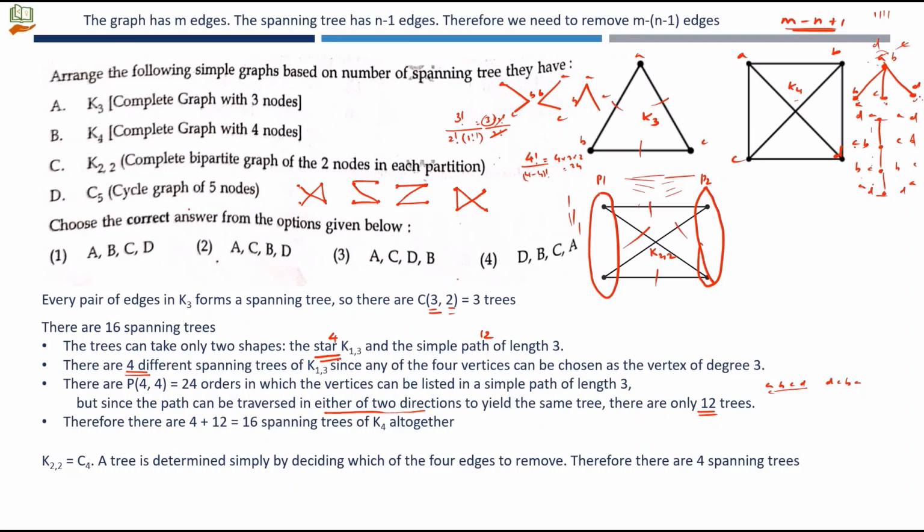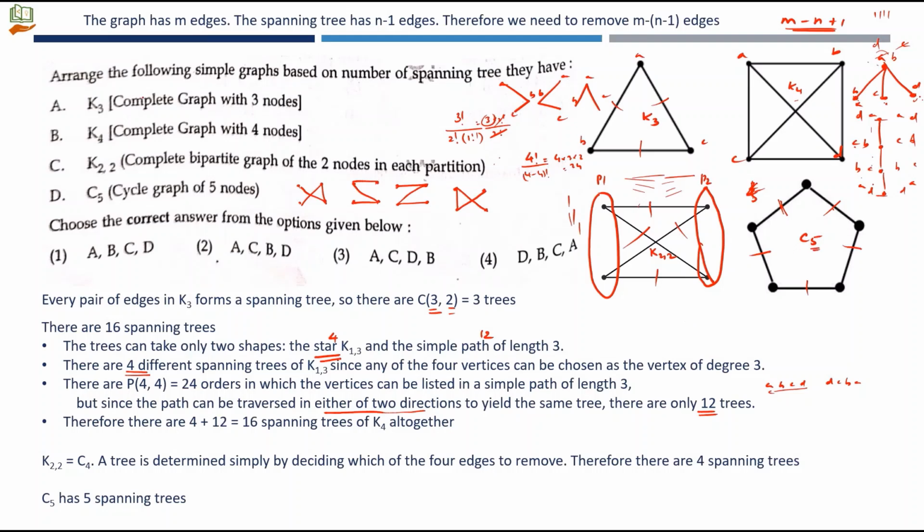Now let's take it for C5, cycle graph of 5 nodes. This is C5. In a cycle you will not have intersecting edges and all. If you cut this one, one tree is possible. If you cut this one, the second tree is possible. When you cut this one, the third tree is possible. When you have all the 4 edges and cut this one, you will have the 4th one. When you cut this edge, with the remaining 4 edges, you will have the 5th one. So altogether there are 5 spanning trees. When it is C5, it is 5 spanning trees.